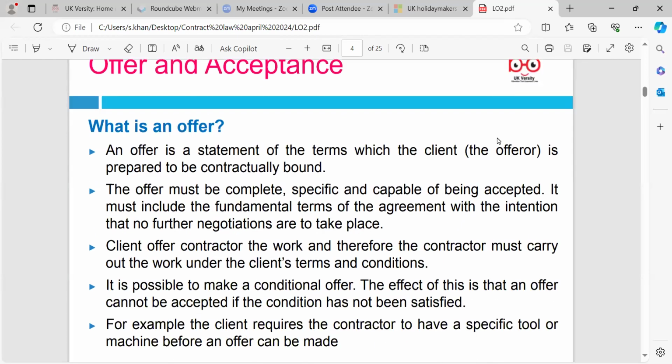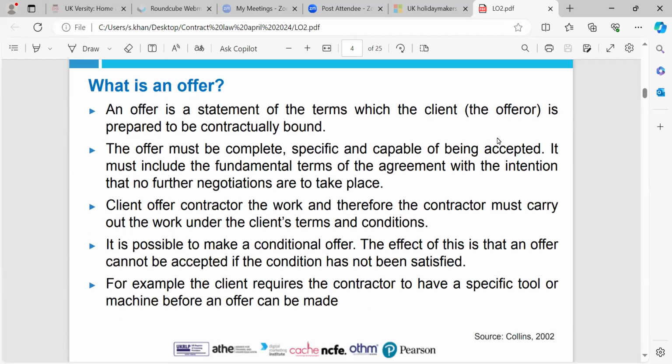So what is an offer and acceptance? An offer is a statement of the terms which the client is prepared to be contractually bound by. So in contract law, it's an expression of willingness to contract on a specific set of terms. An offer may be express, oral, in written form, or by conduct. And it can be addressed to a single person, to a specified group of persons, or to the world at large. The offer must be complete, specific, and capable of being accepted. It must include the fundamental terms of agreement with the intention that no further negotiations are to take place.